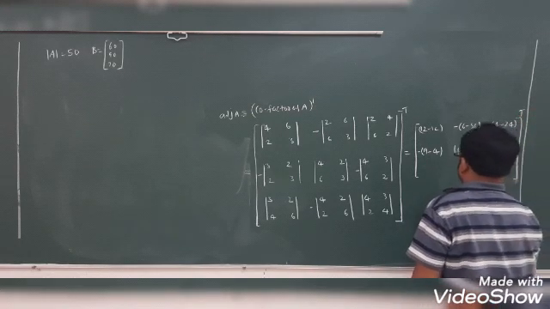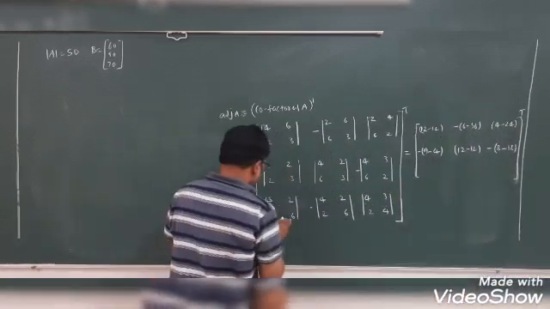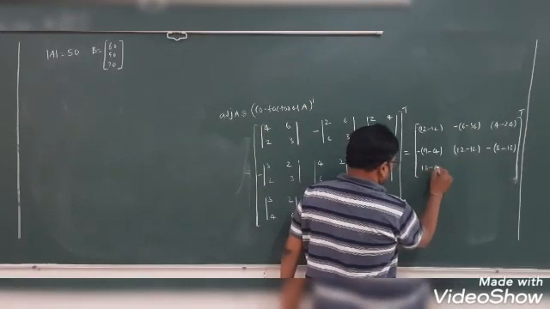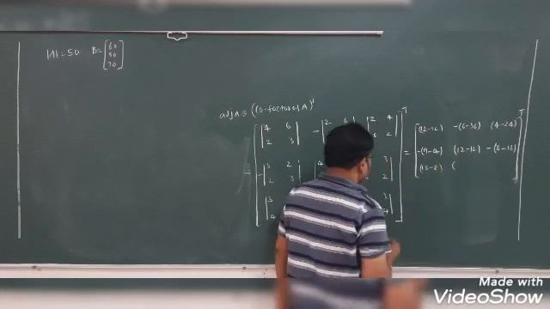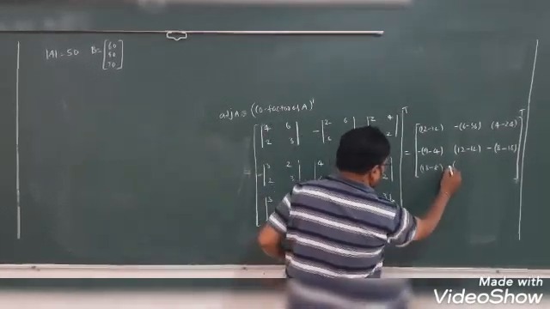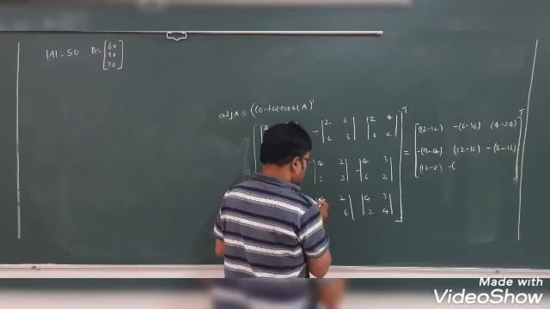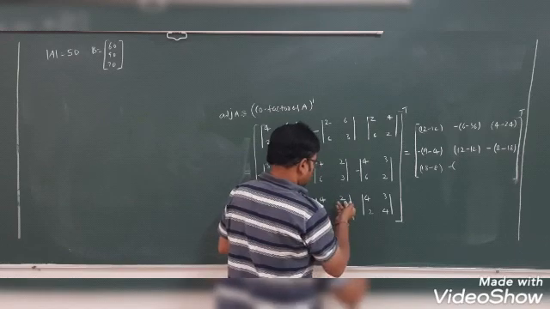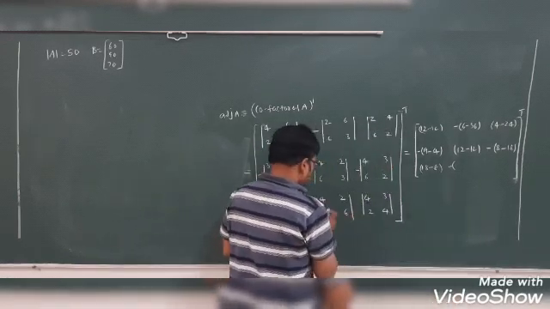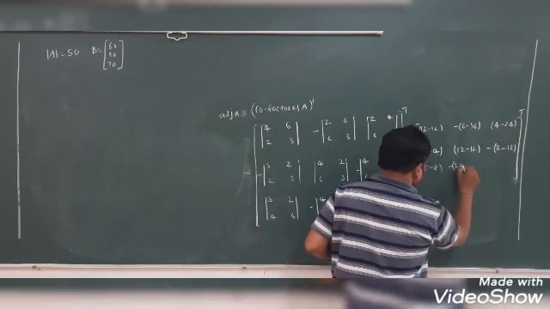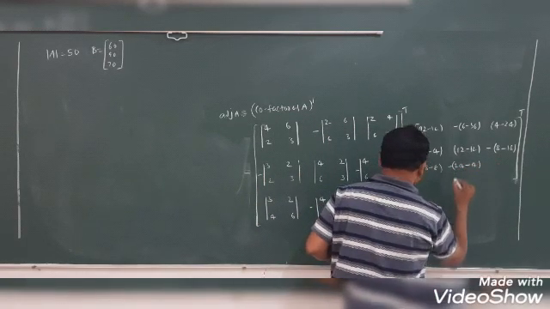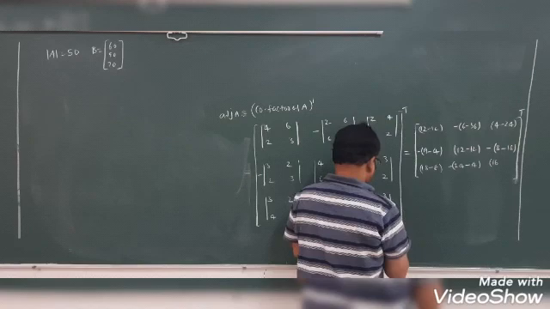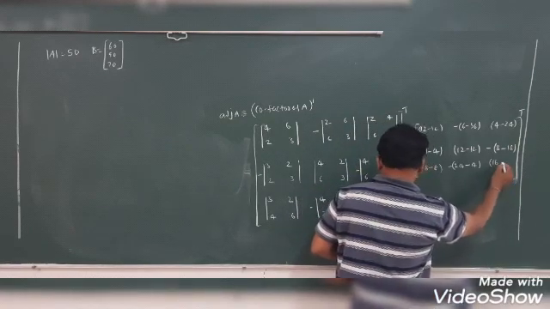Full transpose. Next, third row: 6 3s are 18, minus 4 2s are 8. Next, this one is minus of 6 4s are 24, 2 2s are 4, 24 minus 4. Next, 4 4s are 16, 2 3s are minus 6.